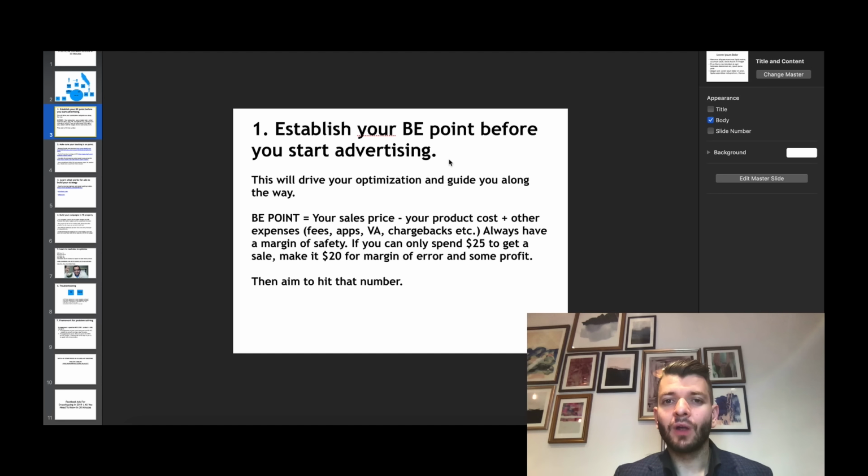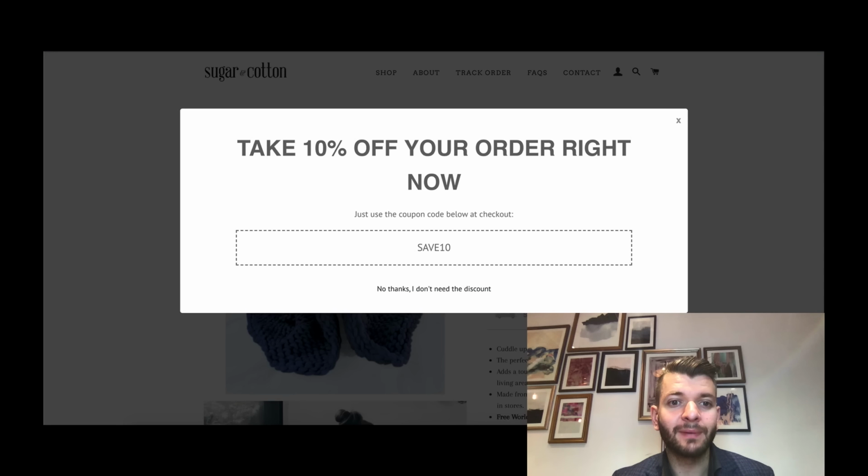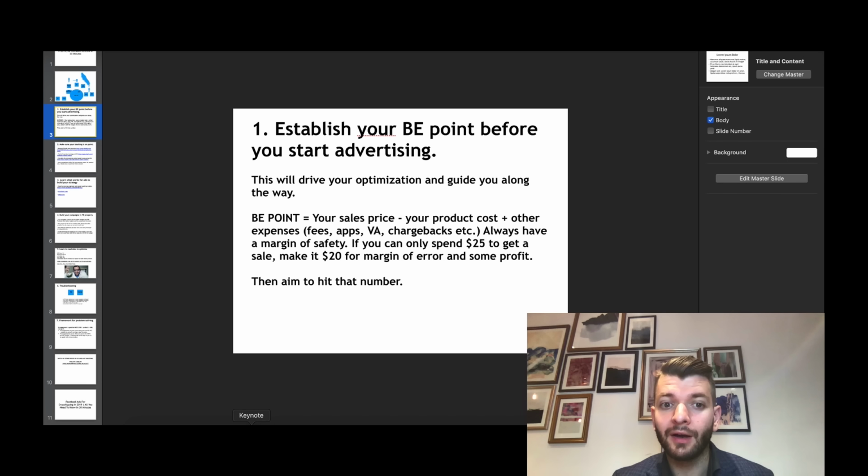So for example, if you sell the product for like $70, right? Just to give you perspective here, let's say that's the product you sell, and it costs you like $30 to get this product. So then you have like $40 left for advertising. But then you also have to deduct all of the apps and all of the fees from that amount. All of these expenses add up, and all of the help that you hire to help you with the store. So you need to have a margin of safety.